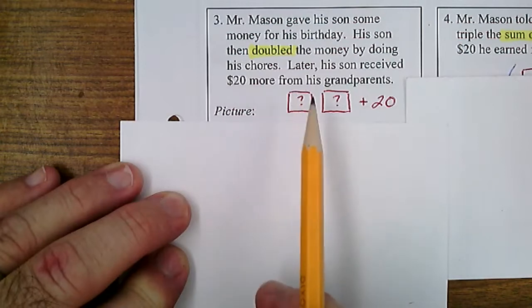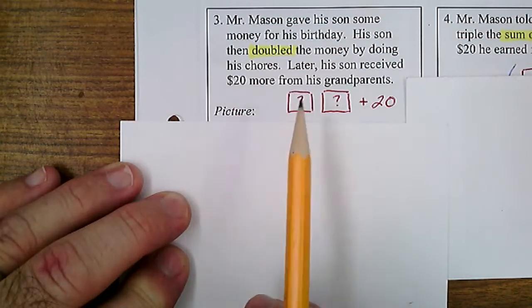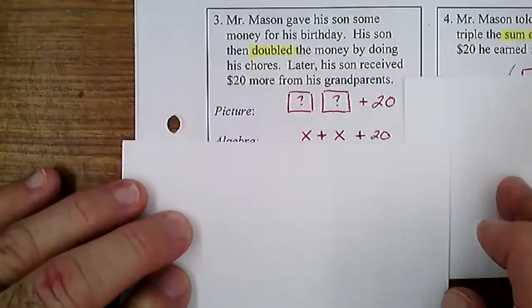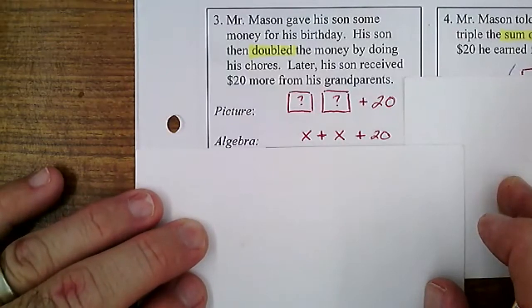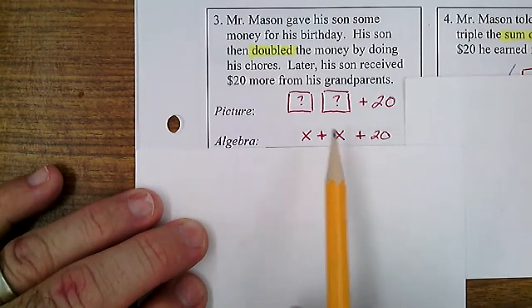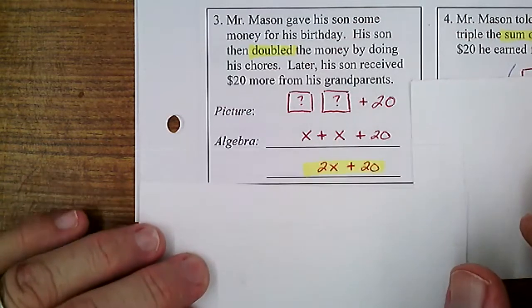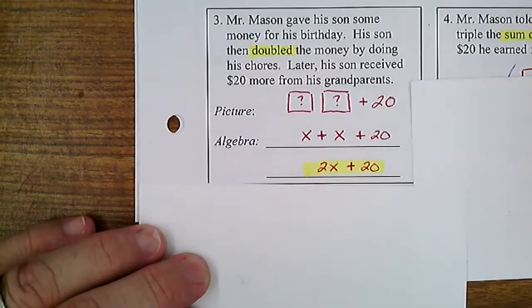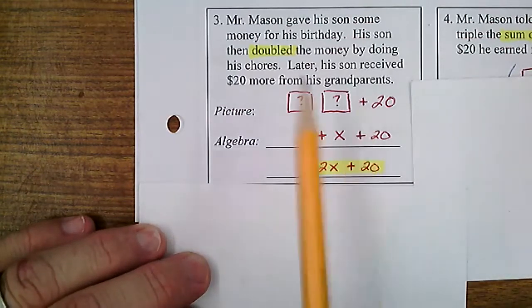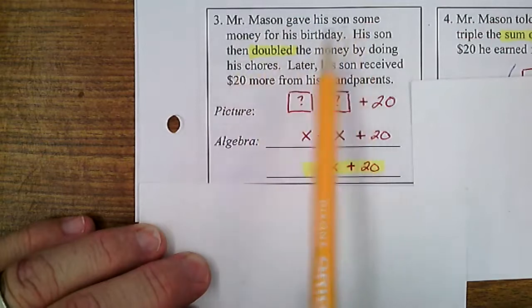So now we don't know what this is. So what do we do if we have an unknown amount? We use a variable. So x plus 20. And now if we want to simplify this, an x plus an x, that would turn out to be 2x plus 20. Okay, so what we're doing is we're taking a word problem.